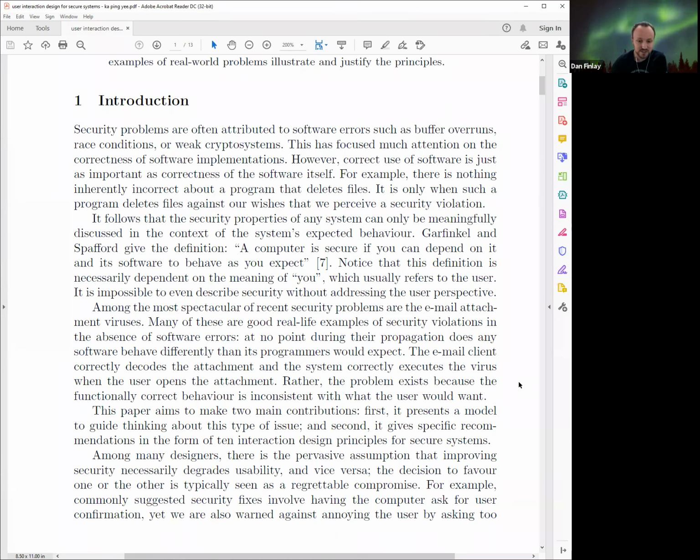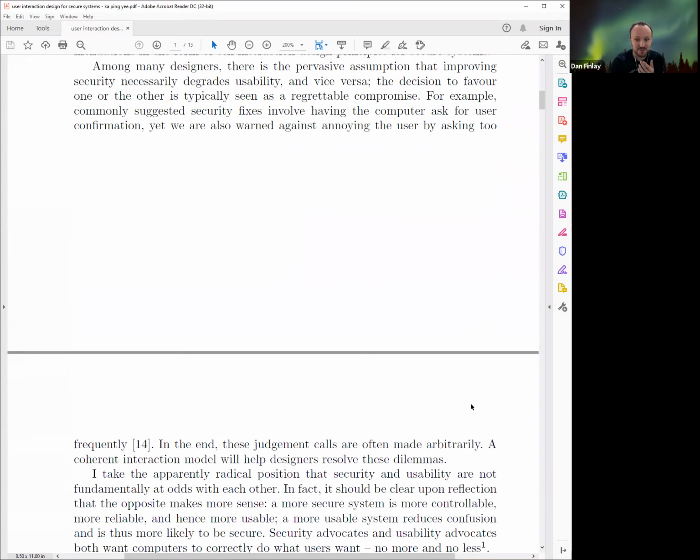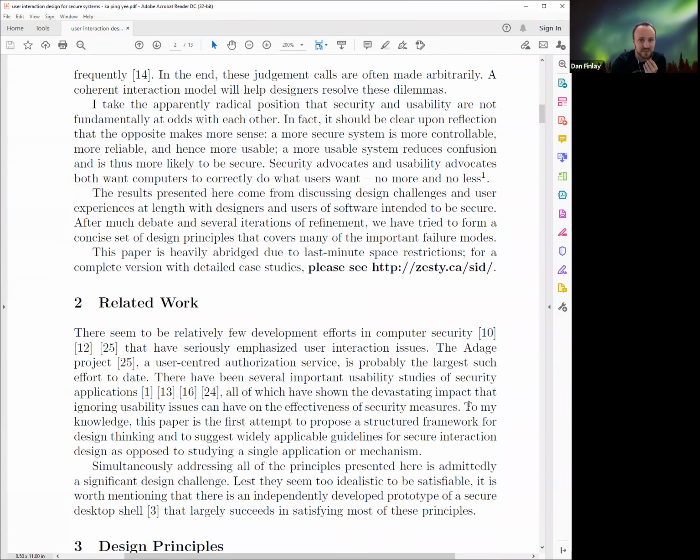Among many designers, there is the pervasive assumption that improving security necessarily degrades usability and vice versa. The decision to favor one or the other is typically seen as a regrettable compromise. For example, commonly suggested security fixes involve having the computer ask for confirmation. Yet we are also warned against annoying the user by asking too frequently. In the end, these judgment calls are often made arbitrarily. A coherent interaction model will help designers resolve these dilemmas.